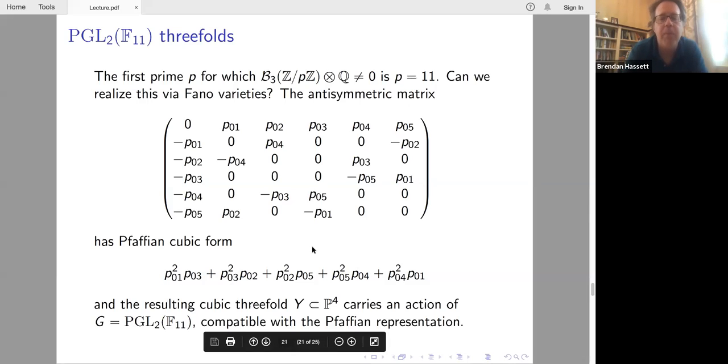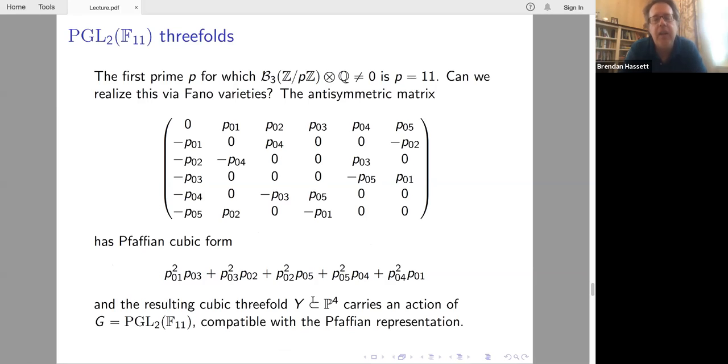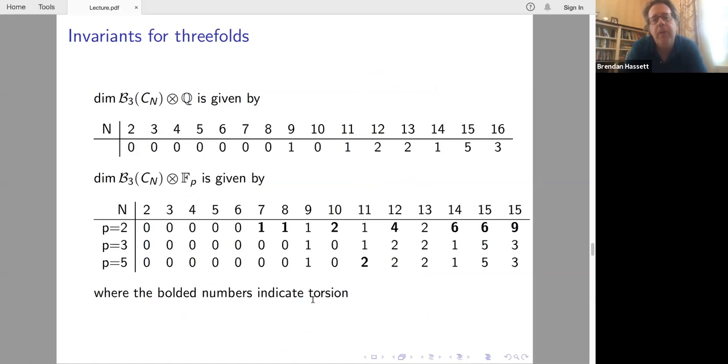I don't have time to present that now, but I'll just say that you get a cubic threefold, a smooth cubic threefold, something that goes back at least to Klein. He used this in the study of modular curves with an action of PGL2(F11), and this is compatible with a Pfaffian representation as a Pfaffian of a 6x6 antisymmetric matrix. So what can we say about this? Well, let me go in the other direction.